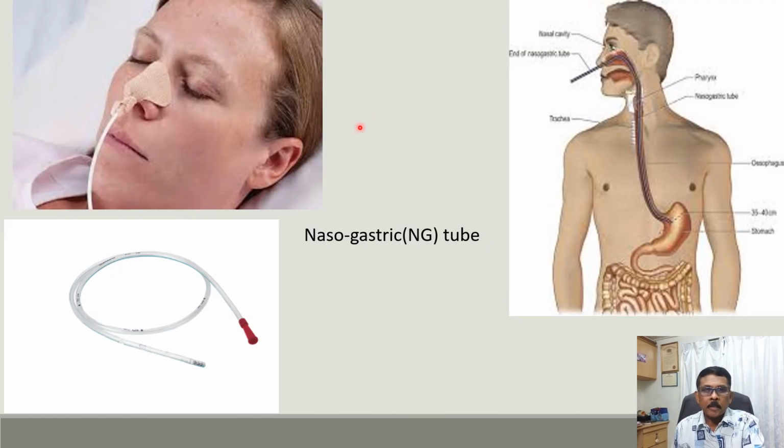This slide shows you the use of a nasogastric tube. This is the nasogastric tube which is inserted through the nose, and the tip lies in the stomach. Here, this diagram shows it passes through the nose and is then slowly pushed down into the stomach. It helps to decompress the stomach and the small intestine, which are dilated due to intestinal obstruction.